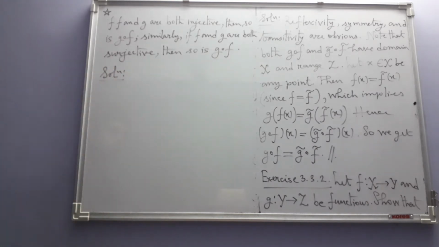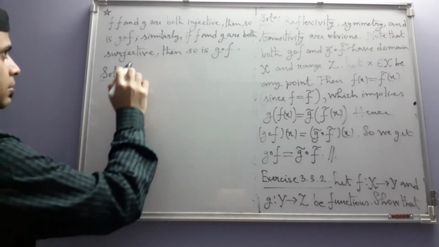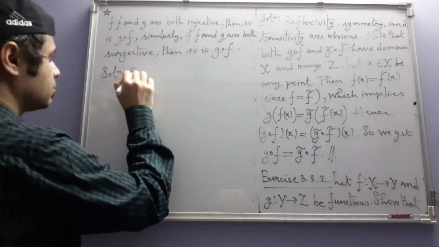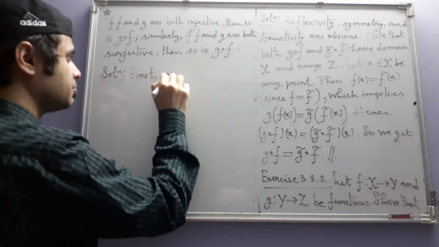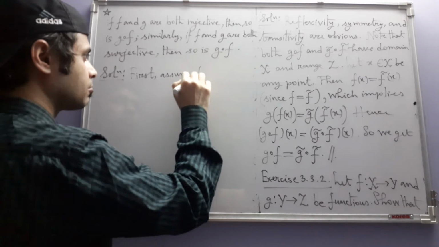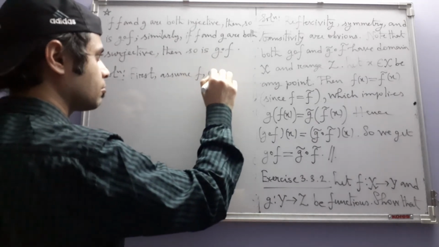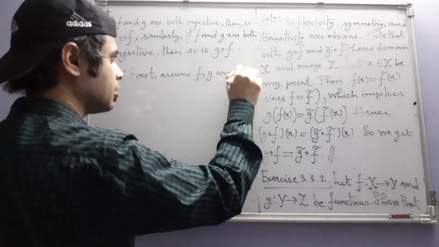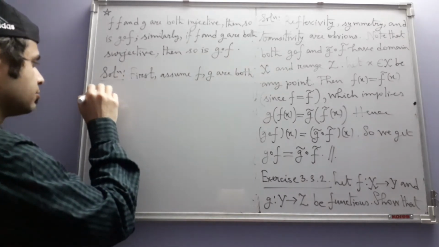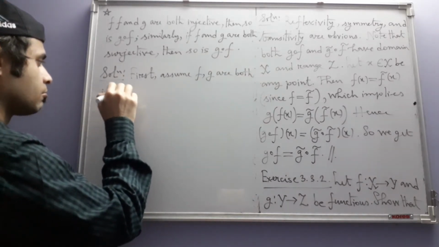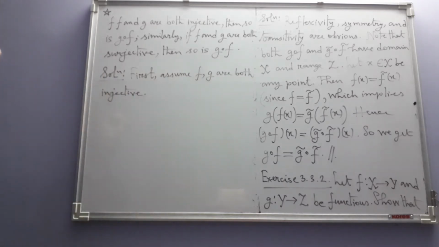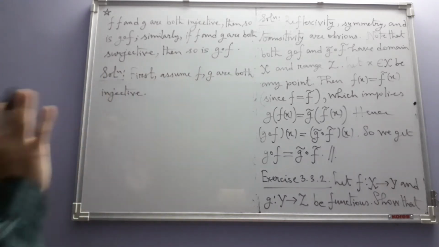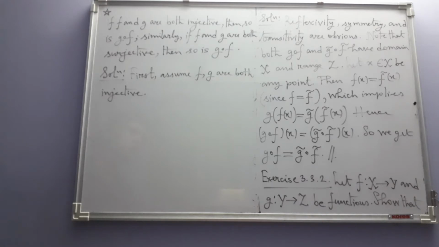Okay. So first we handle injectivity. First assume f and g are both injective. Okay, we have to prove that g composition f is injective.